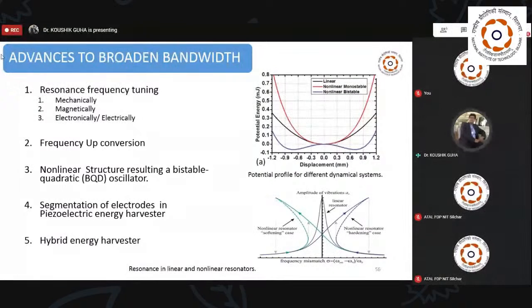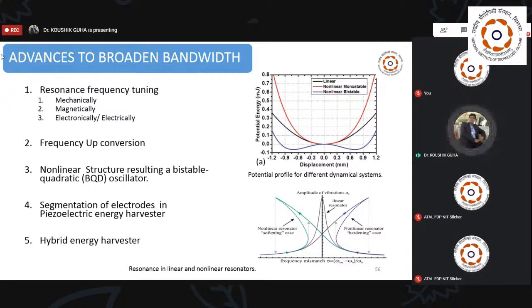In the figure on the right-hand side, we can see the comparison between linear, nonlinear monostable, and nonlinear bistable energy harvester. Here the red line indicates the nonlinear monostable, black is the linear monostable, and the blue one is the nonlinear bistable. There is a difference in terms of the potential energy profile versus displacement.